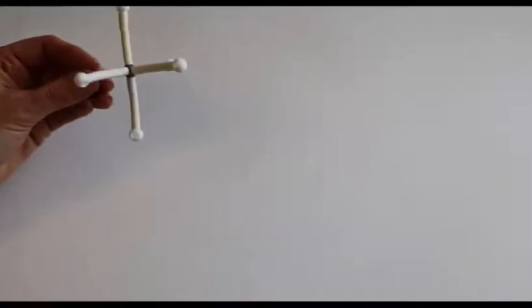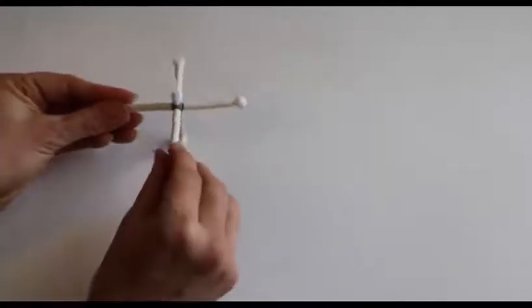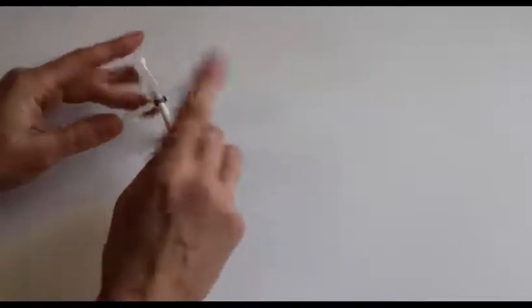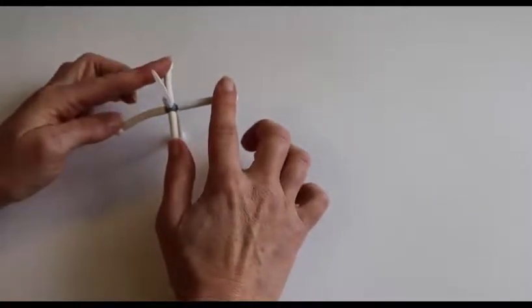If we take one of those bonds off and replace it with a lone pair of electrons, the bonds are repulsed more by the lone pair of electrons than they are one another. So they actually bend down just a little bit. Now this is called a square pyramid because you have a square base with a peak. So we go from an octahedral, we take one bond off, then we have a square pyramid.